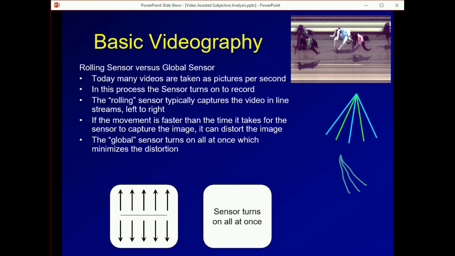In a rolling sensor, as it comes from top to bottom or from the middle out, movement can occur while that sensor is actually trying to capture. So sometimes you'll see a blur or a distortion of the image itself. As you can see in the picture on the top there, the limb looks like it's bent or curved, when in reality the limb would not look like that.